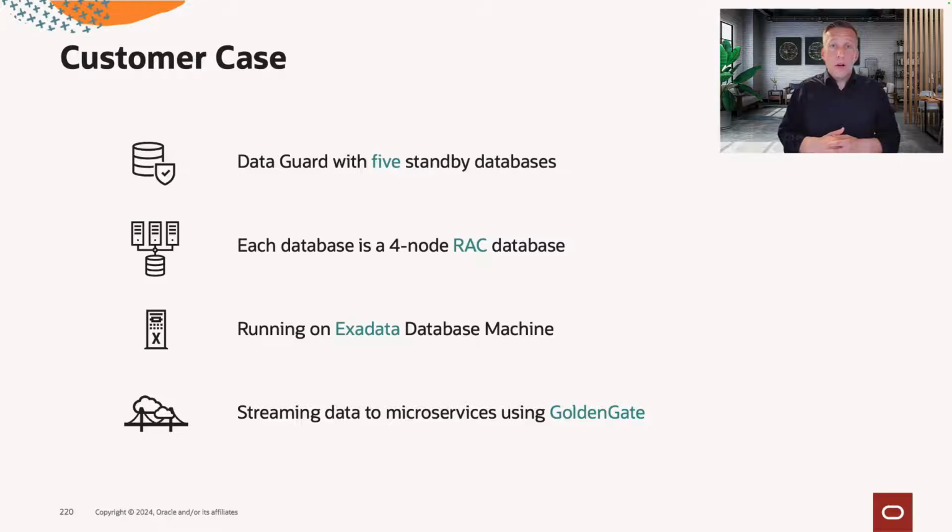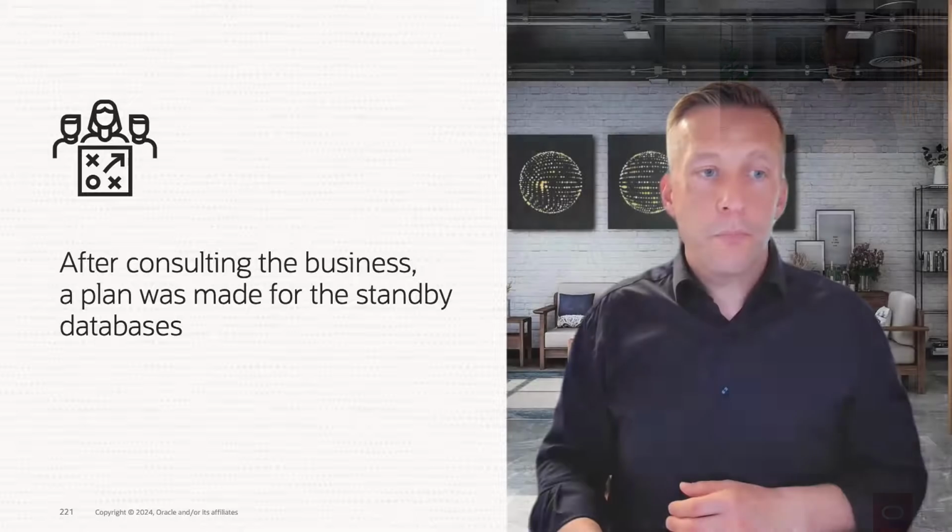As explained by Tom, they are using the entire Oracle stack. This specific database was protected by no less than 5 standby databases. Each one of the standby databases was running on an Exadata database machine with a 4-node RAC database. To make it even more complex, they were also sending data to other systems with GoldenGate.